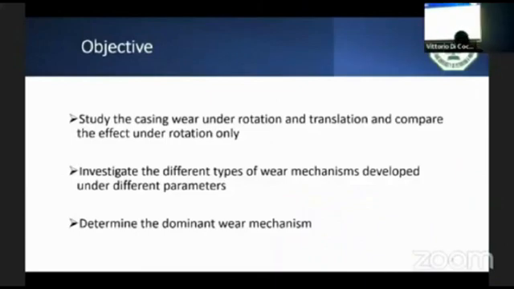Our objective is to study the casing wear under rotation and translation and compare the effect with rotation only, investigate the different types of wear mechanisms developed under different parameters, and determine the dominant wear mechanism.